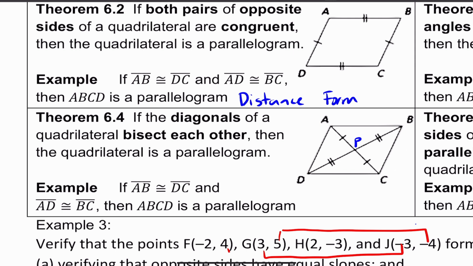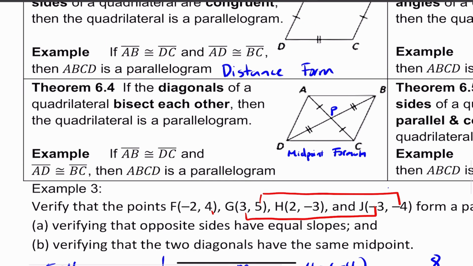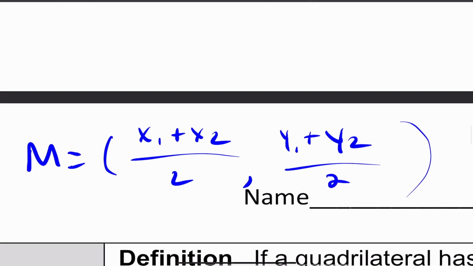In order for you to figure out whether or not they intersect at this midpoint, this point P, you're going to use the midpoint formula. And the midpoint formula is this: m equals x1 plus x2 all over 2, and y1 plus y2 all over 2.